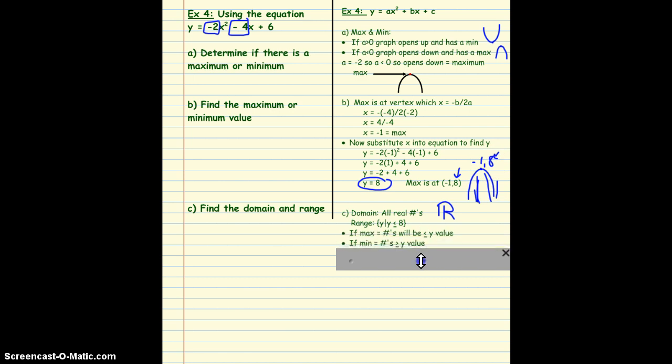Alright, and just to let you know, if we have a maximum, all the y values are going to be down below, so it's going to be less than or equal to. However, if we have a minimum, and it looks like this, then all the y values will be above, so it's going to be greater than.